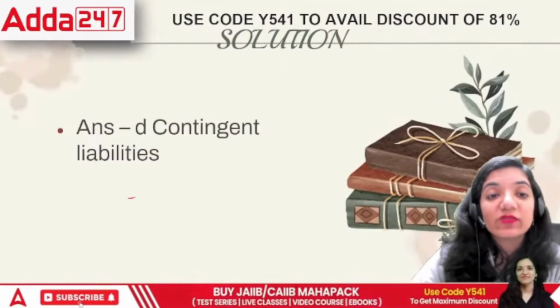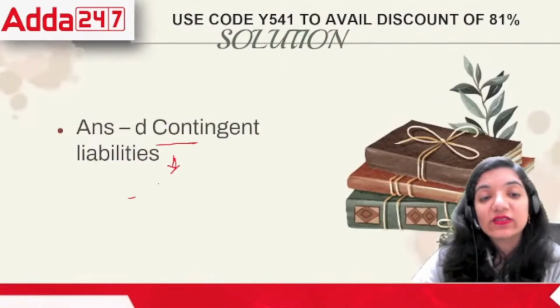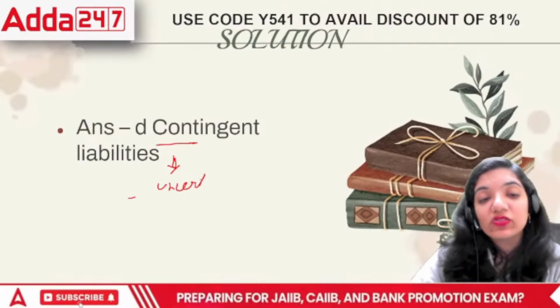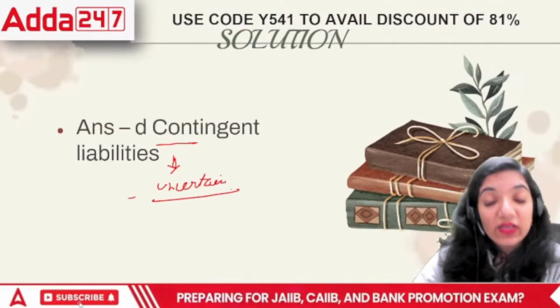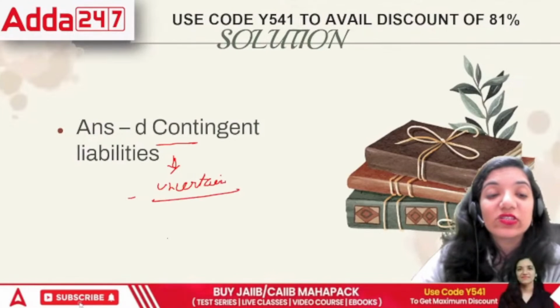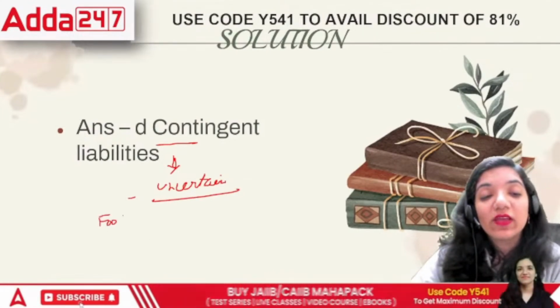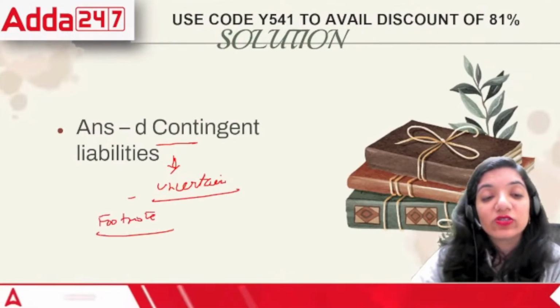So contingent means anything which is uncertain. So anything that is uncertain is not a part of the balance sheet. It is just noted down there in the footnote.